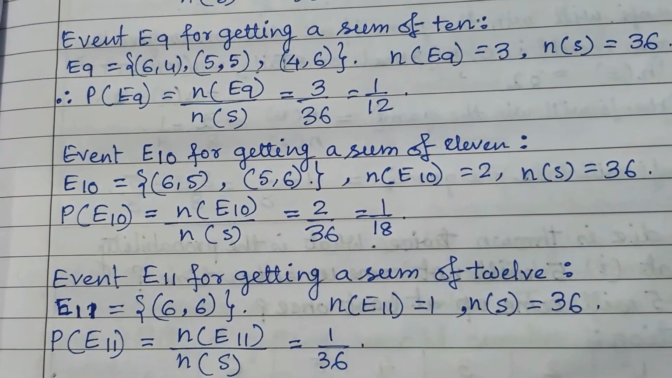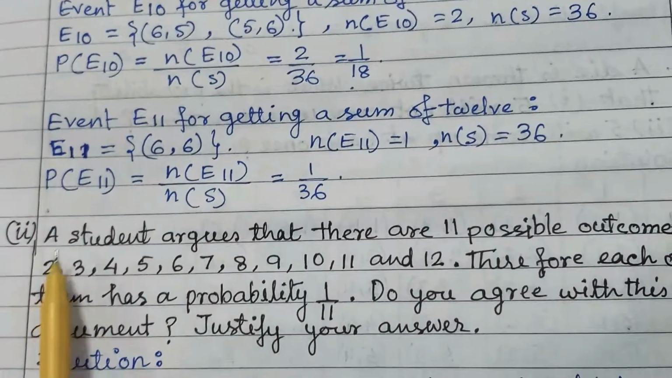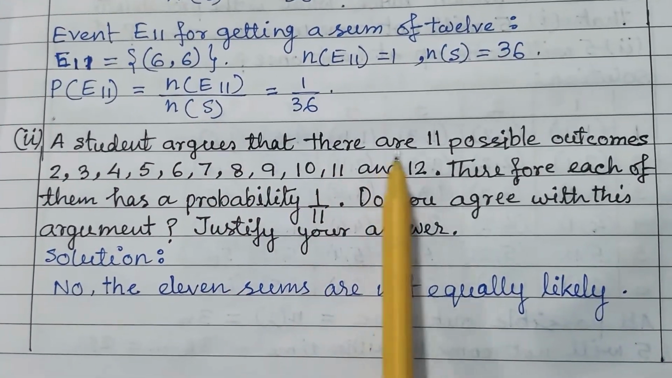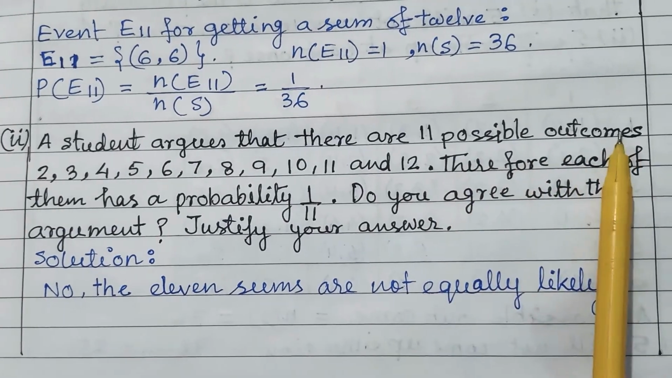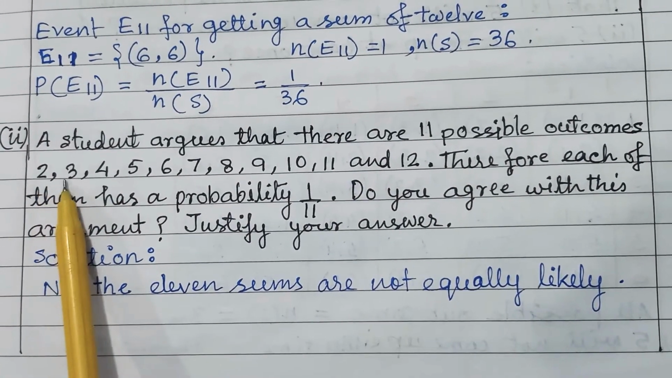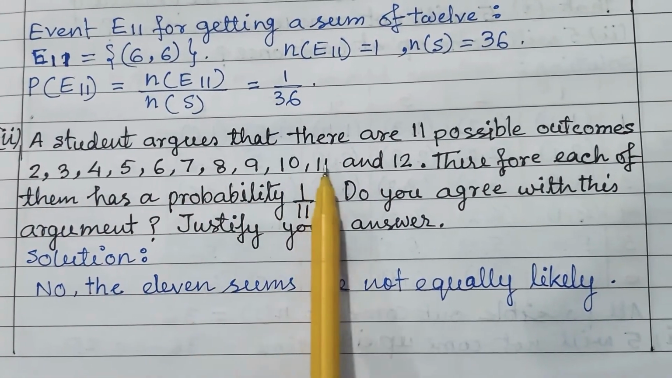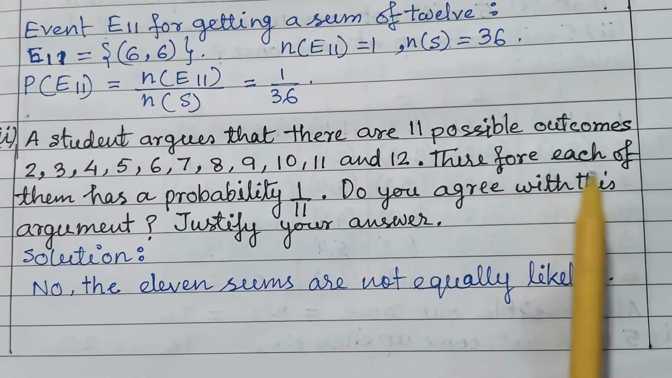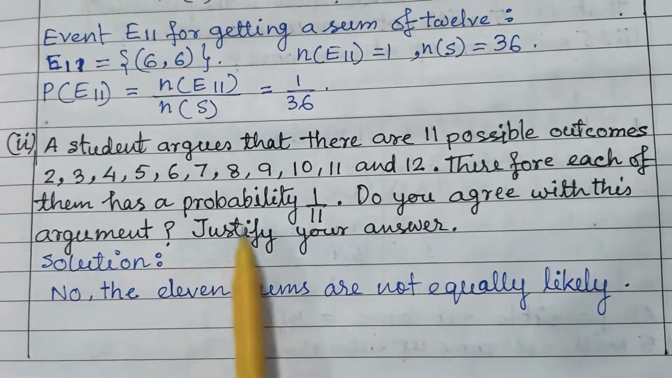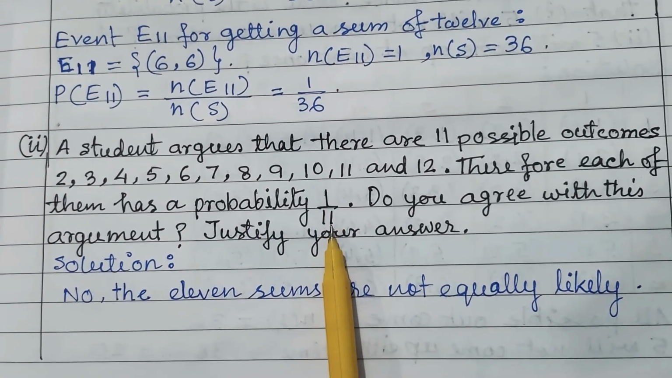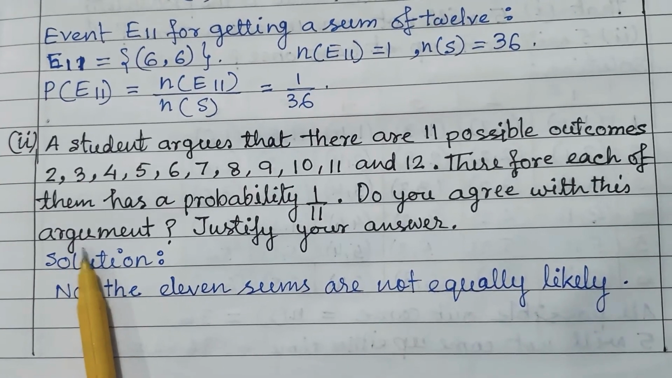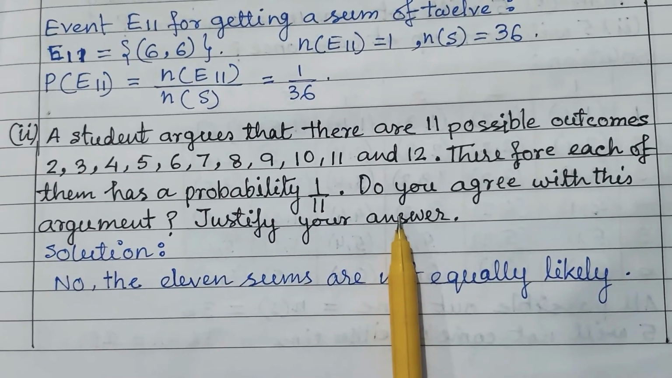The second part of this question is, a student agreed that there are 11 possible outcomes, 2, 3, 4, 5, 6, 7, 8 till 12, and therefore each of them has a probability 1 upon 11. Do you agree with this argument? Justify your answer.